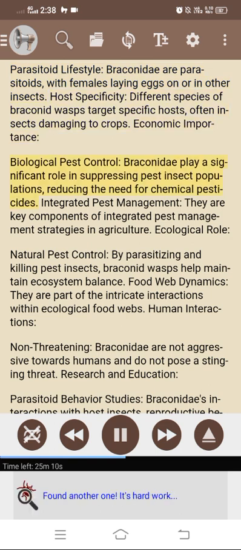Economic importance. Biological pest control. These wasps play a significant role in suppressing pest insect populations, reducing the need for chemical pesticides. Integrated pest management. They are key components of integrated pest management strategies in agriculture.